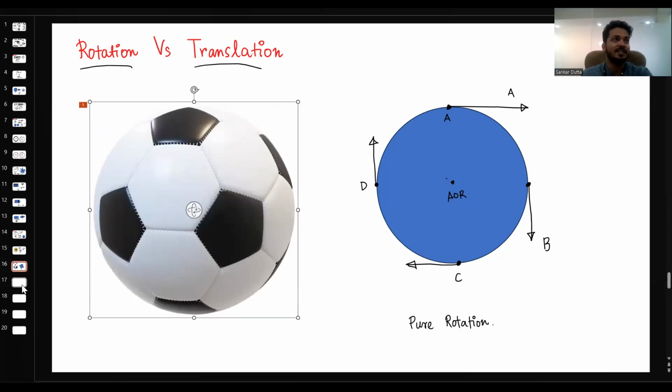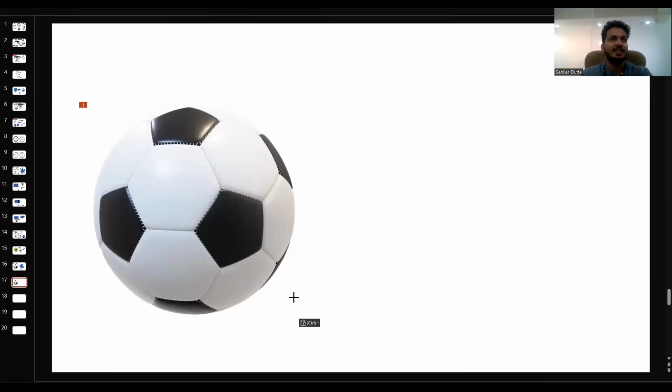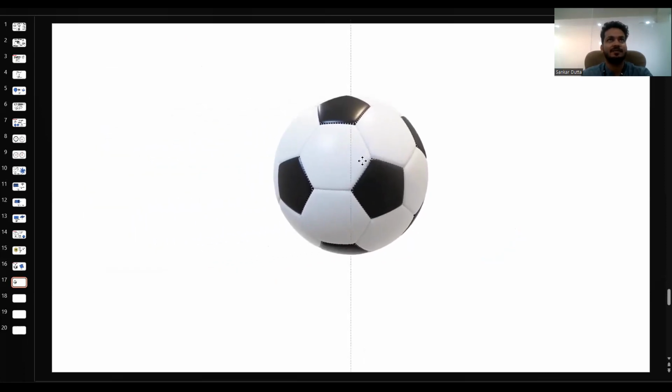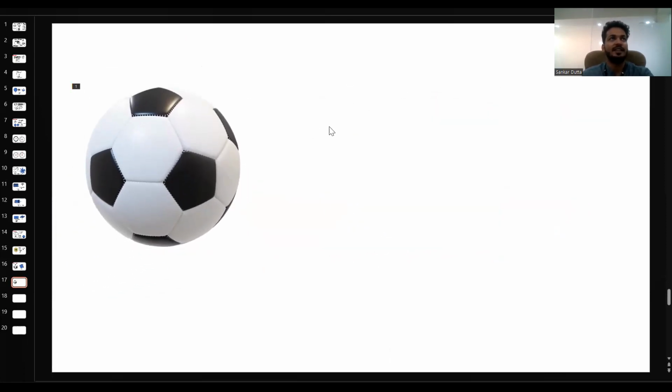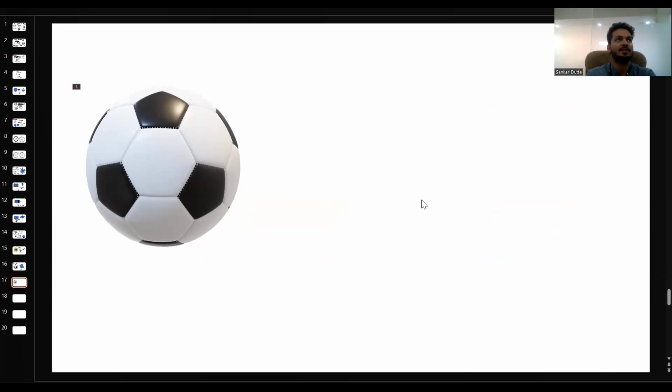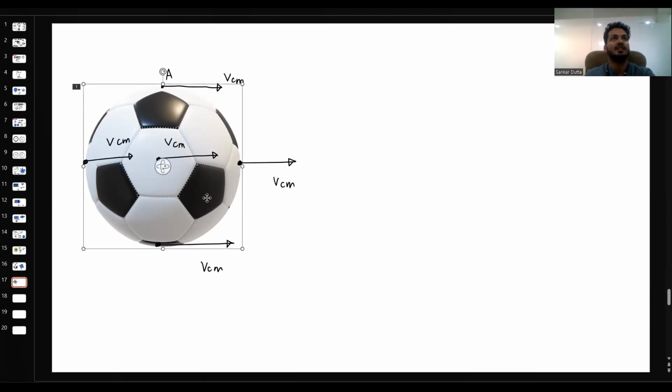Now understand what exactly is translation. Translation is more to do with something like this. It's going in a forward direction. So if the center of mass is traveling forward with VCM, that means this point A on top will also move forward with the same velocity VCM. This point will also move forward with VCM. This point at the bottom will also move with VCM, and this point at the end will also move with VCM. This is the meaning of the term translation.